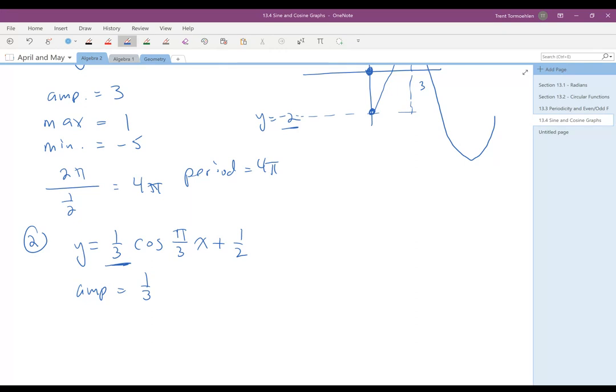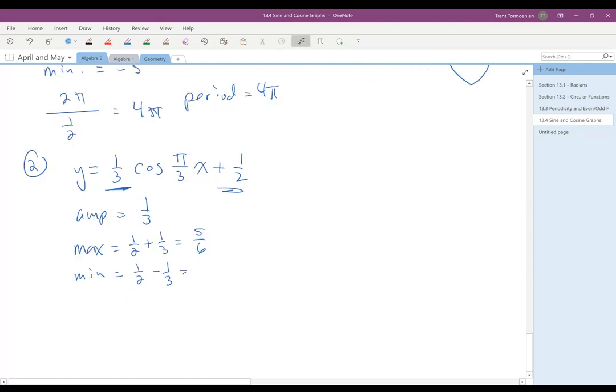And so our midline, well, we're adding 1/2 to our function. So that means we're just shifting the function up 1/2. And so the max and min, the max is just going to be 1/2 plus 1/3, which turns out to be 5/6. And then the min is just going to equal 1/2 minus 1/3, which turns out to be 1/6. So you're just adding 1/3 to the midline and subtracting 1/3 from the midline.